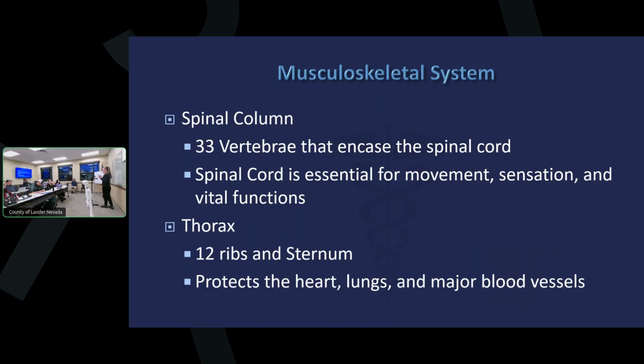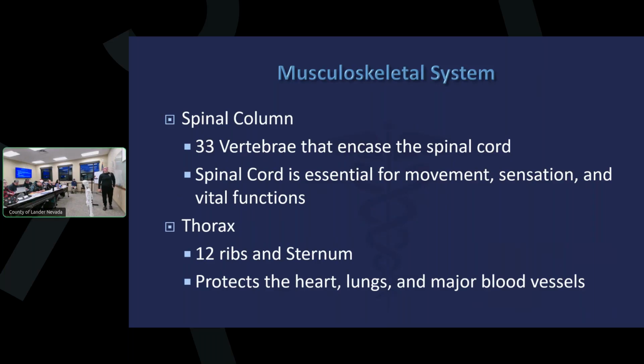So our nervous system branches off of our spinal cord, right? And that's what allows us to feel things. It allows us to move, and it allows our body to do its vital functions, right? So all of our organs are innervated. They all have nerves that attach to them. And those all come from the spinal cord.